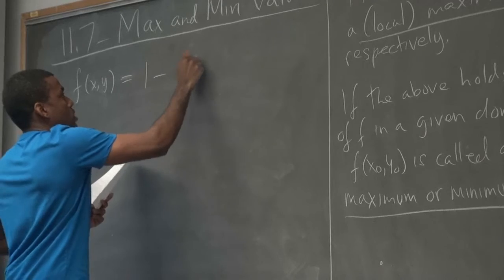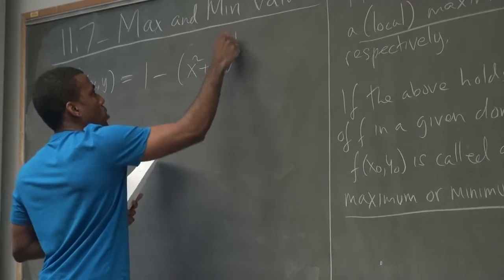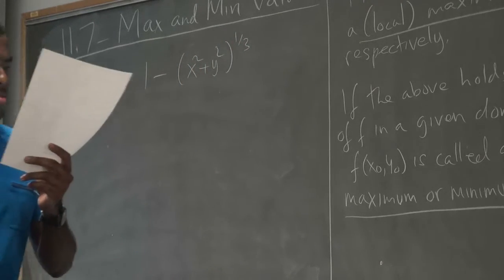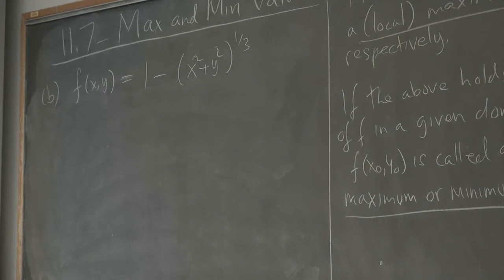1 minus (x squared plus y squared) to the 1 third. Okay. How do we find the critical points here?